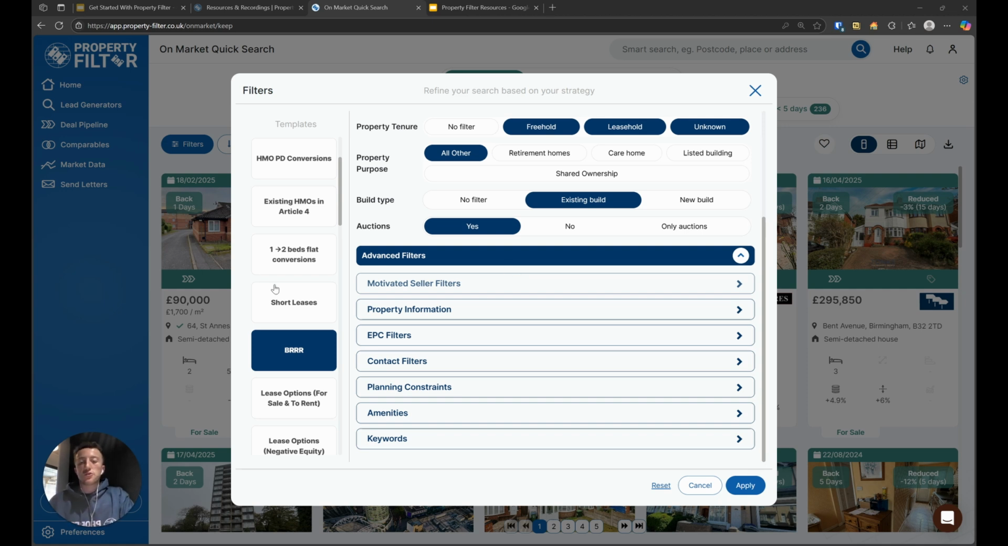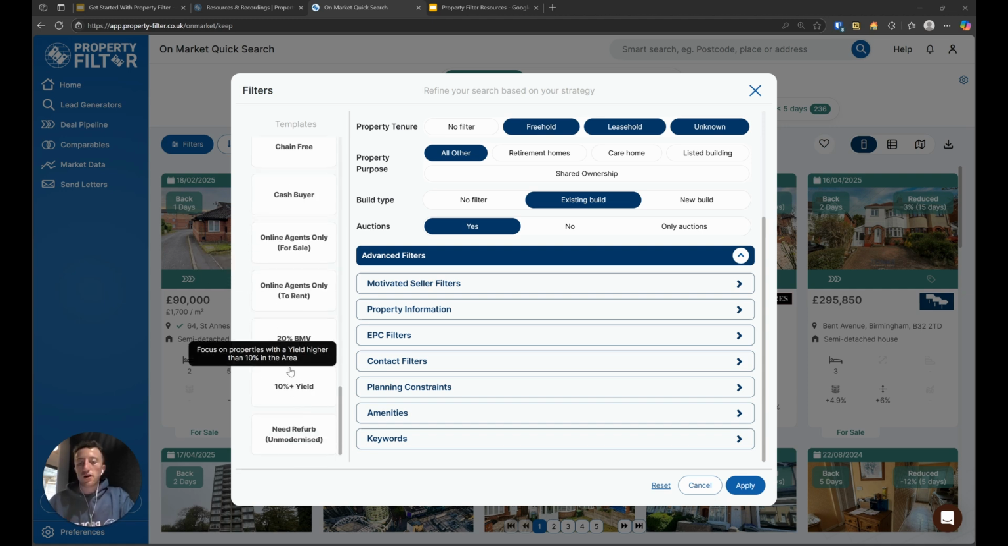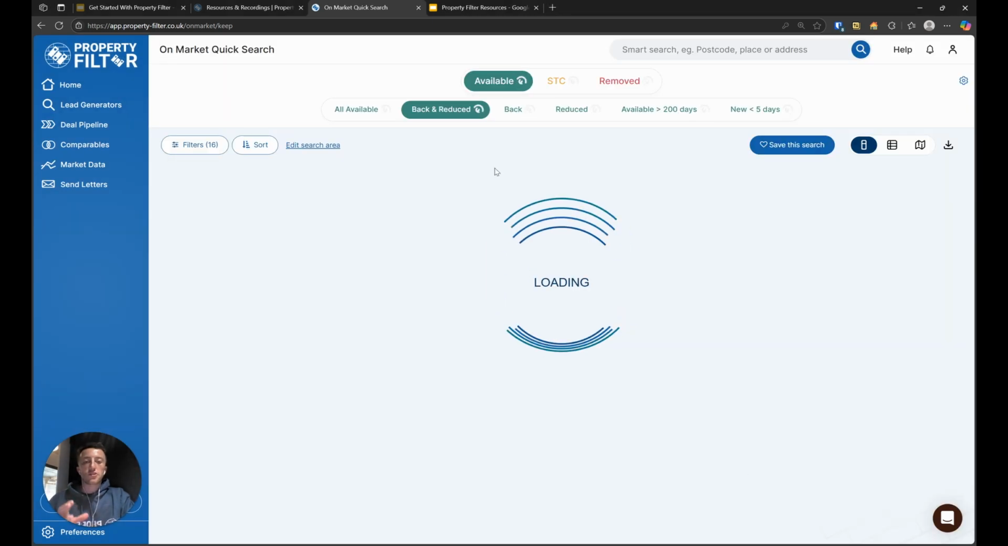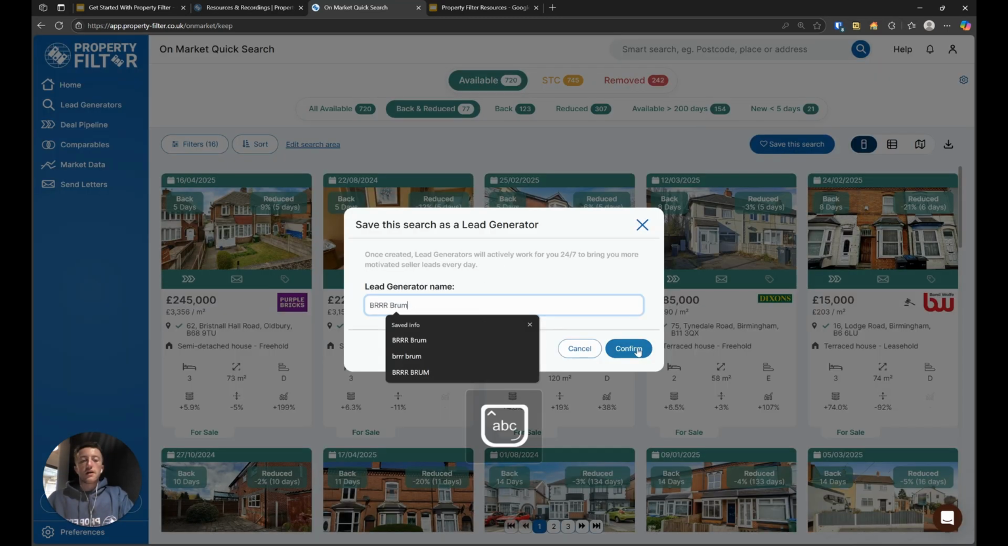And then you could have 1 or 2 lead generators which are quite niched, quite focused. Maybe you're using keywords like needs refurb, unmodernized, or the 20% below market value. So it's just about having a few different lead generators and a variety of different approaches in each of those. So if we select apply, that will take that search down. Now we've got all of the properties that meet this criteria, and what we need to do now is save that search. So we press save search and then confirm.